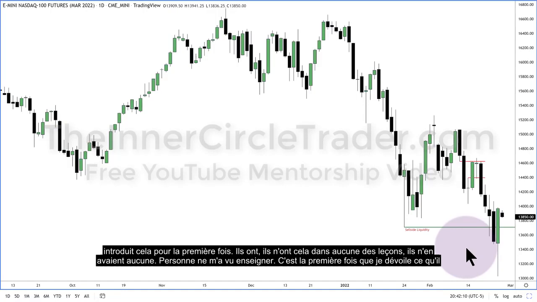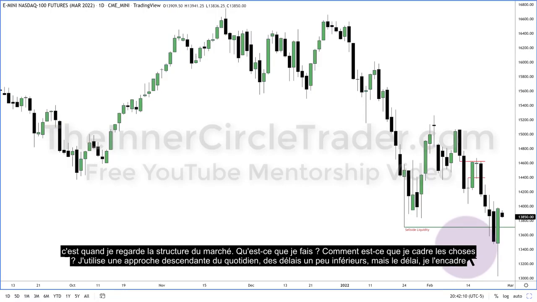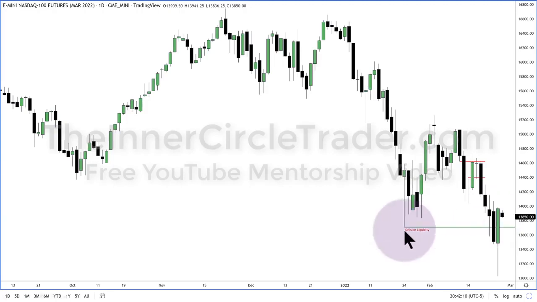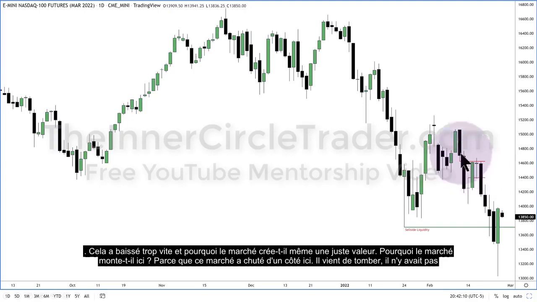This is the first time I'm unveiling what it is when I look at market structure. What is it I'm doing? How am I framing things? I'm using a top-down approach from the daily down to the lower time frames. But the time frame I'm framing the setup on, which was the hourly chart, uses higher time frame logic and the order flow. In other words, I'm bearish because that daily chart suggests that it's going to go down below here when it was up here. This went down too quick.